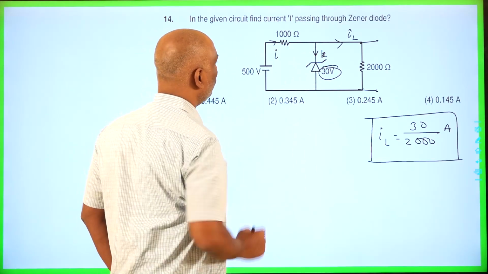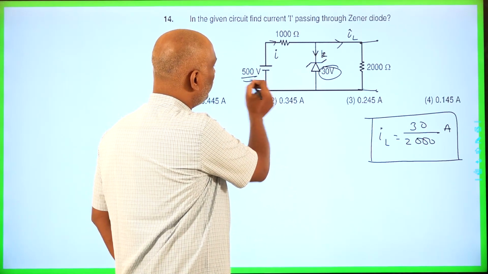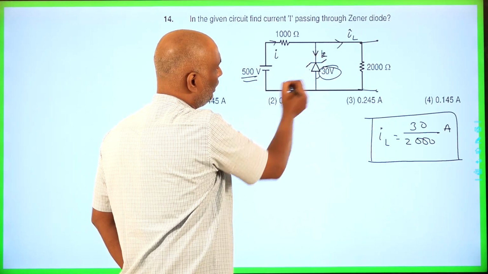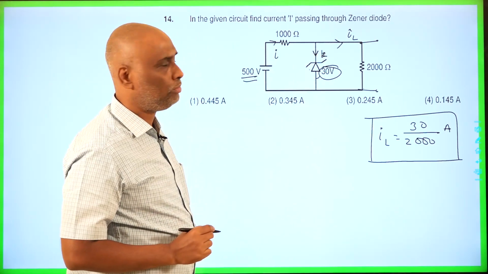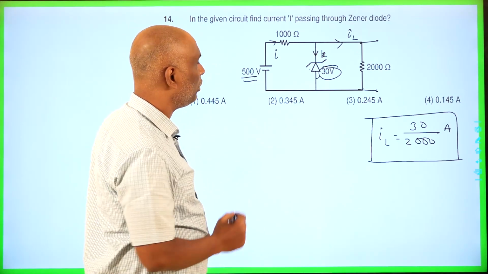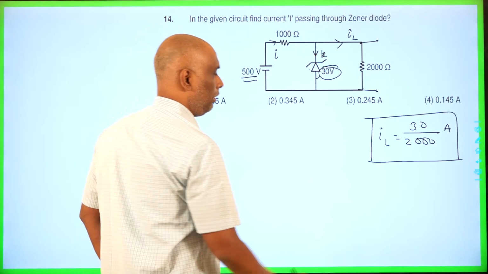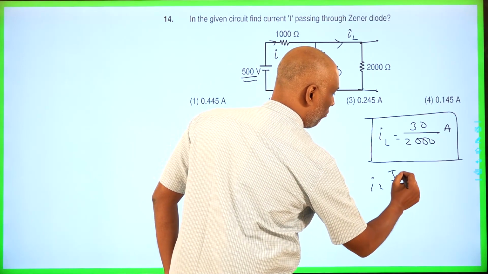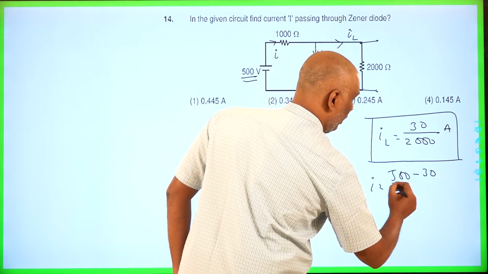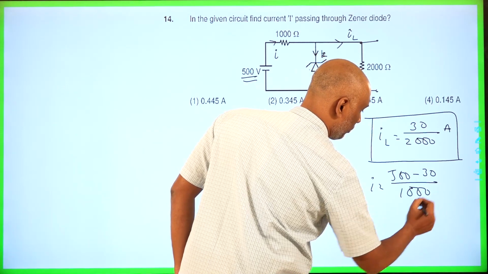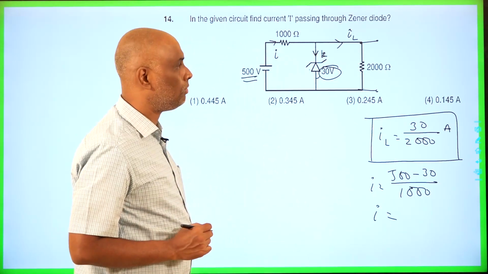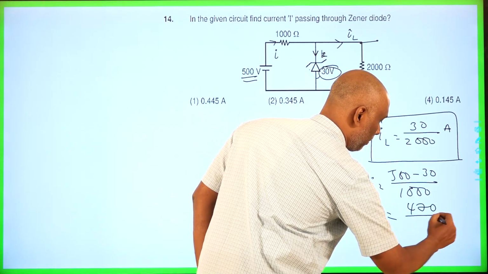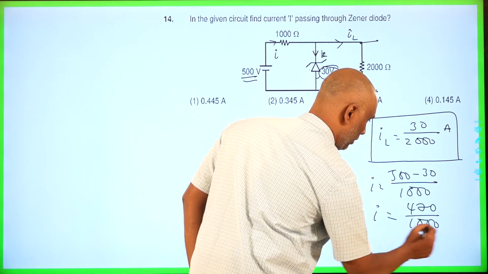Next, when it comes to the value of I, out of the 500 volts we are applying, 30 volts appears across the Zener diode, and the remaining 470 volts will appear across the 1000 ohm resistor. That means the current flowing through the external resistance is I equals 500 minus 30 divided by 1000. Therefore, I equals 470 divided by 1000 ampere.